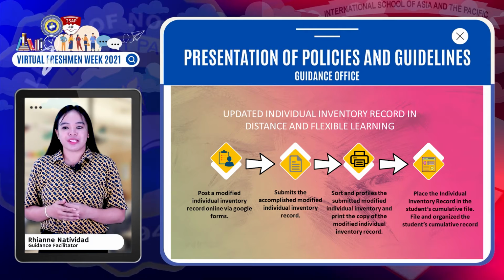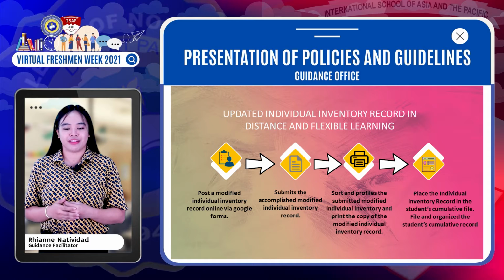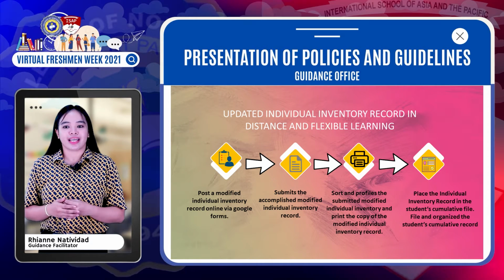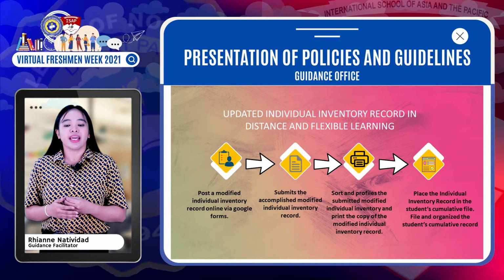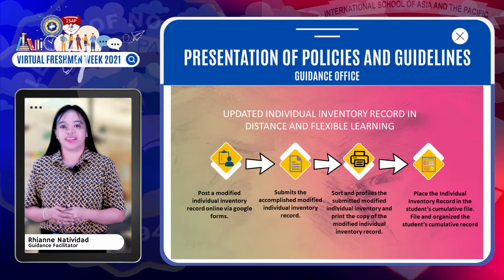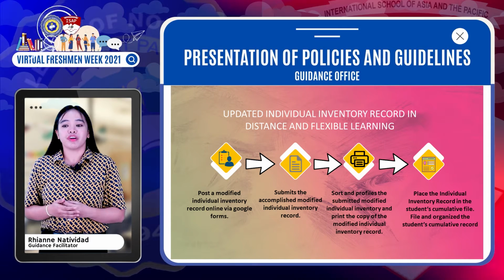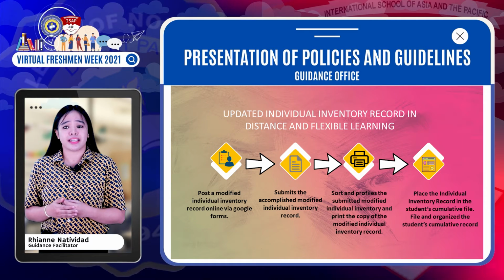Then, the guidance personnel will sort, profile, and print the copy of the submitted modified individual inventory. Subsequently, the counselors will place the individual inventory record in the student's cumulative file and will then be ready to organize the student's cumulative record. In connection, the procedure for the updated individual inventory record is the same as that of the individual inventory record. The only difference is all forms in updated individual inventory record will be in the updated format since it aims to update the general information of the students.